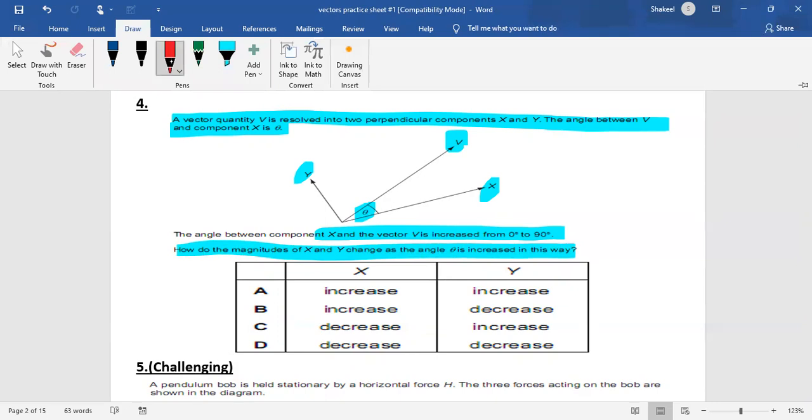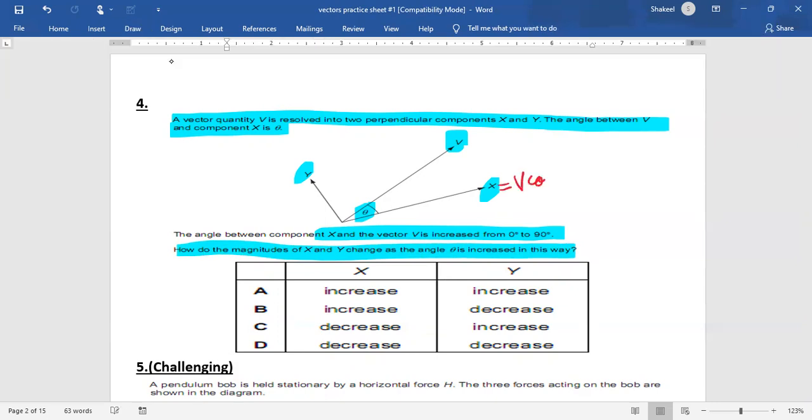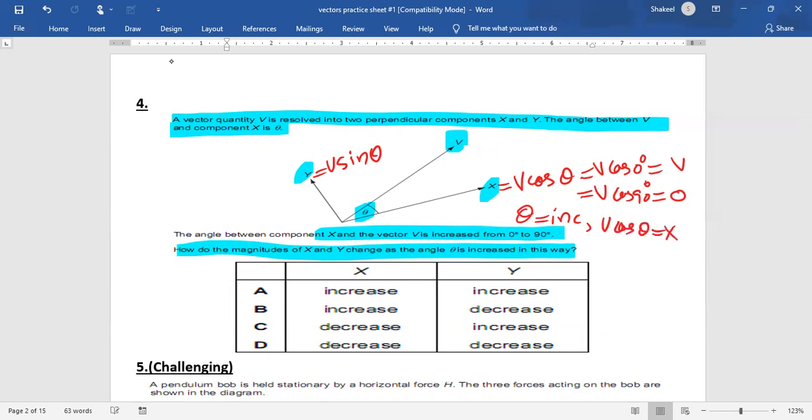So the thing is, you know, this x is equal to v cos theta, and this y is equal to v sine theta. So when theta is increased from 0 to 90 degree, so let's see if it is 0, what should be the answer? V cos 0. So it is v, because cos 0 is 1. And if the angle is 90, then cos 90 is 0. So 0 into v is 0. It means that as the theta angle increases, v cos theta, which is actually x, is going to decrease. So x is going to decrease.